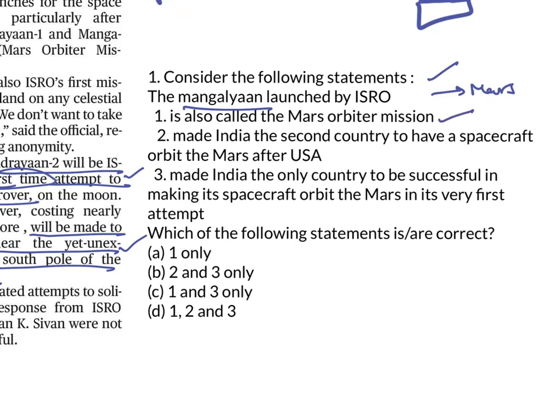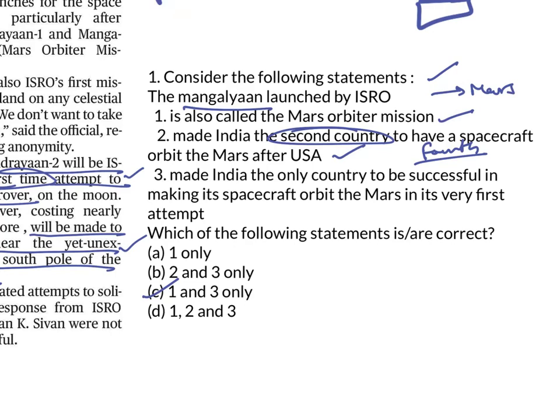It made India the second country to have a spacecraft orbit Mars after the USA. It made India the only country to be successful in making its spacecraft orbit Mars in its very first attempt. And the answer for this question is 1 and 3, because India is not the second country; India is the fourth country to launch to Mars. So we can expect similar types of questions from science and tech.